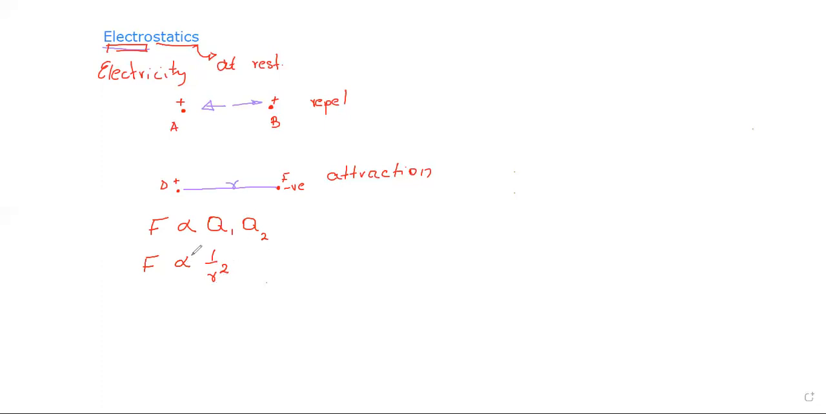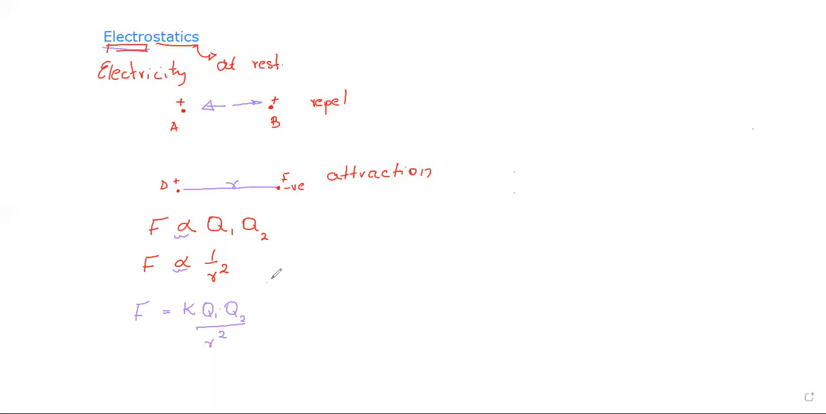Now, the proportionality constant here will be: F equals a constant, Coulomb's constant K, times charge 1 multiplied by charge 2, over R squared.